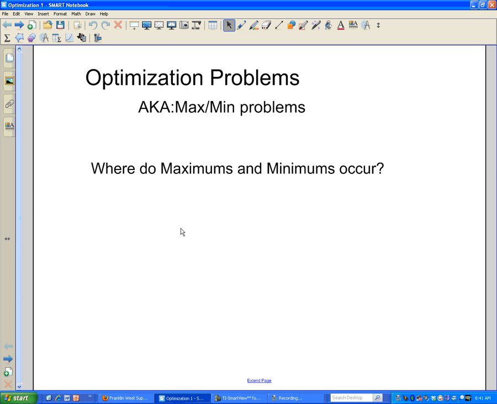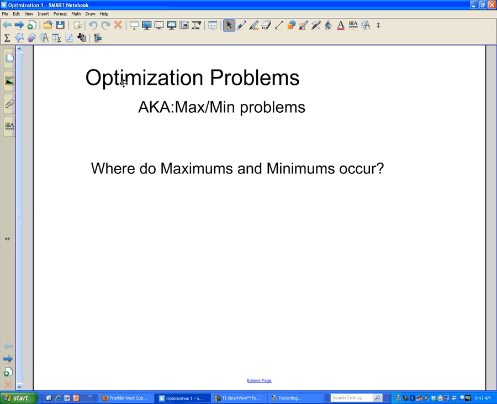But we're going to talk about optimization problems today. Optimization problems are also known as max-min problems. And the question of the day is, where do maximums and minimums occur? Excellent. Okay. And how do we find critical numbers? Nice. There you go. Okay, so that's what we have going for us as we move forward.